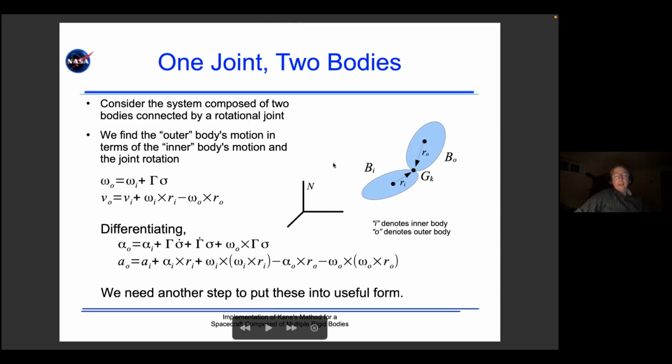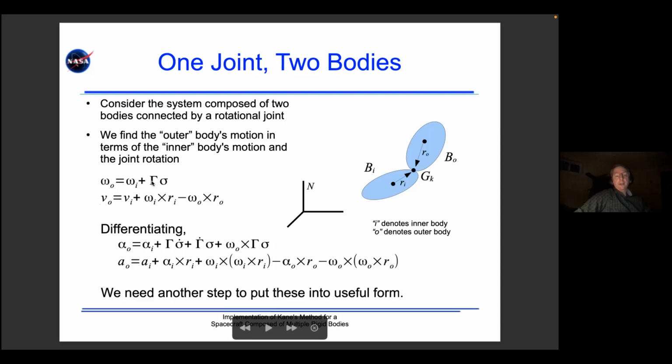So I'm going to look again at this system where I've got one joint connecting 2 bodies. This is the inner body. This is the outer body. The joint is at some vector from the mass center of each body, and I call that Ri and Ro. The joint itself, this is the kth joint, so G is for joint. And I can say that the outer body's angular velocity and linear velocity are related to the inner body's angular velocity and linear velocity, plus some other terms.